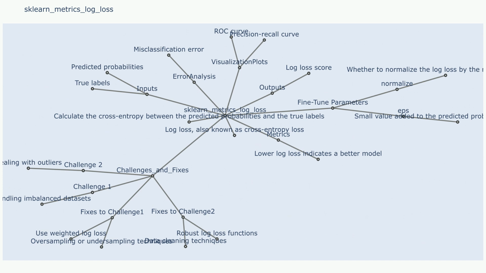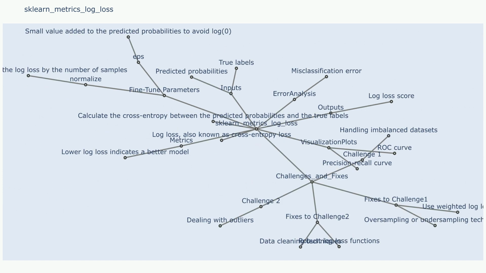Eps: this parameter controls the numerical stability of the calculation. It is a small positive number that is added to the predicted probabilities to avoid taking the logarithm of 0.